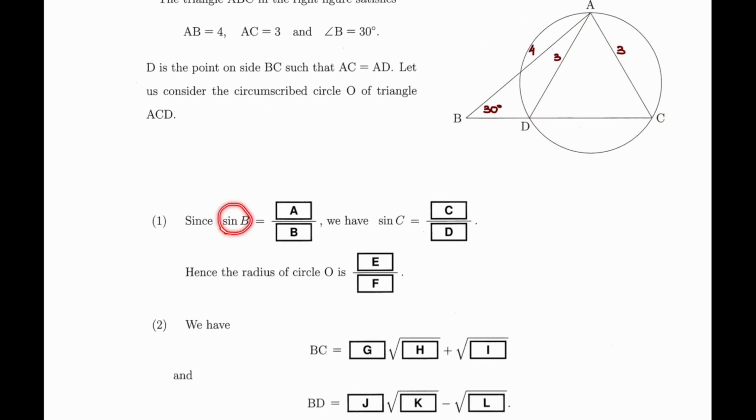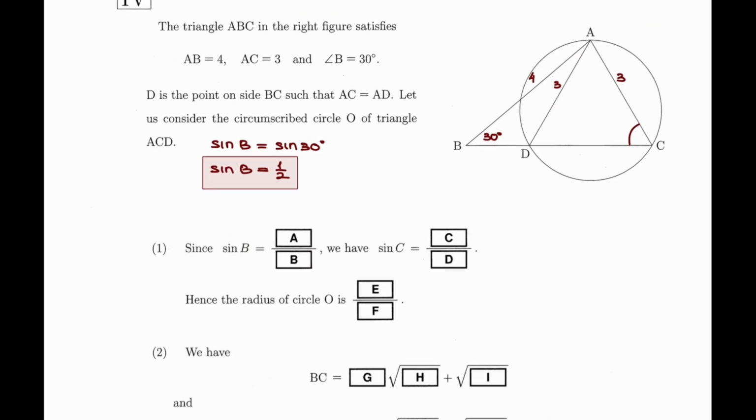Since sine B is equal to, I already know B is 30 degrees, and of course sine B is equal to sine 30 degrees, then sine B is equal to half. I think all of you already know that sine 30 is equal to half, yeah? This is one thing that you should memorize when you learn about trigonometry. And then we have sine C. Now, I need to know sine of angle C. Angle C is here.